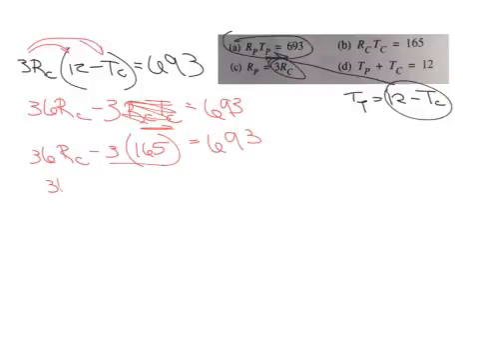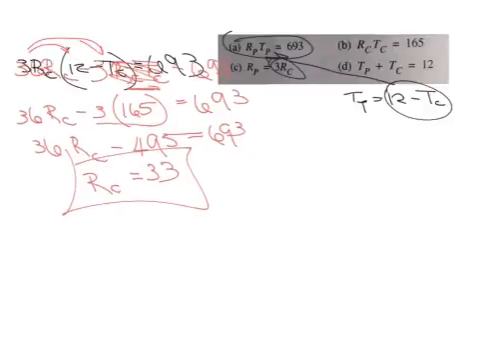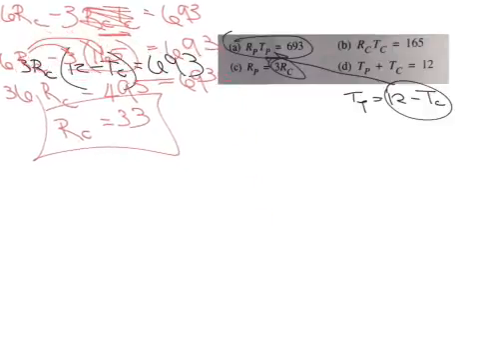So I've got 36 RC equals 3 times 165, which is 495. And you do the math and you get RC equals 33. Okay, that's it. That's the hardest part, is finding the first variable. Once you find that first variable, then it becomes really easy, because then you're just plugging stuff in. So let's move that up here.